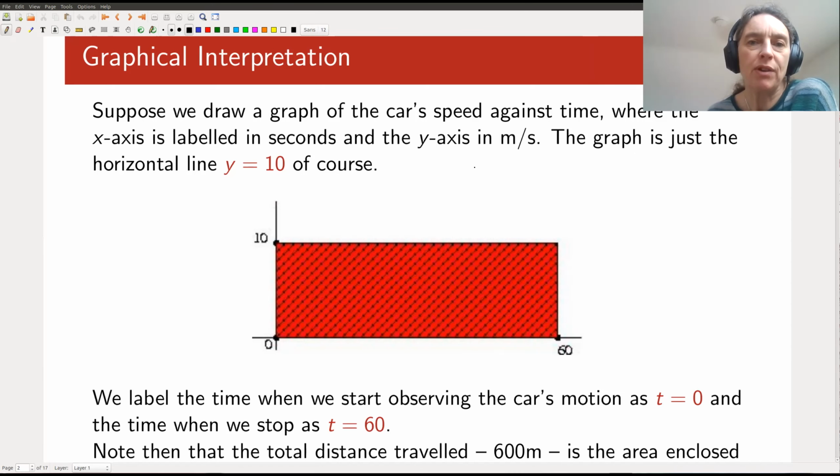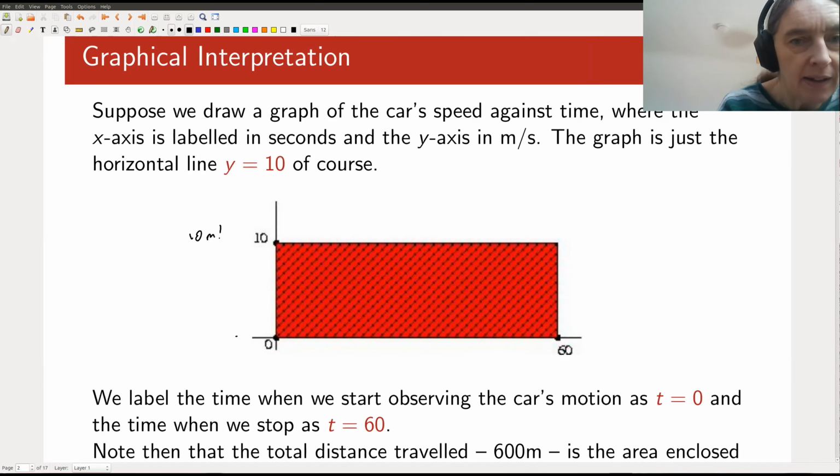So suppose that we draw a graph of the car's speed against time. The speed here is on the y-axis. It's constant for this particular problem throughout the time period. So this 10 is 10 meters per second. We're measuring time in seconds, and we're starting at time 0 and finishing at time 60. And of course, we know that if we travel 10 meters in each second and we travel for 60 seconds, then we're traveling a total of 60 times 10 meters, which is 600 meters.